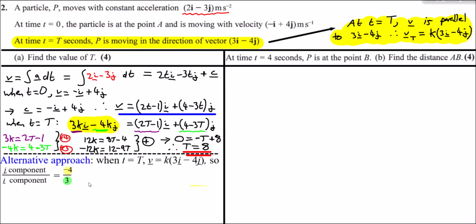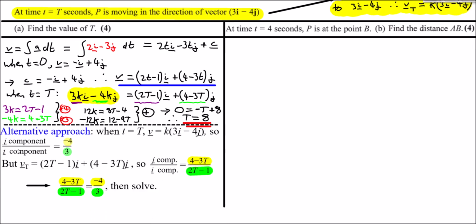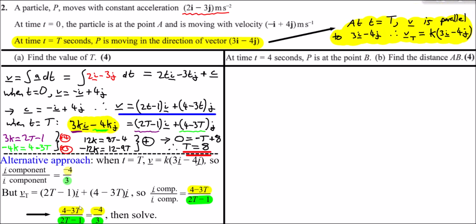I can say the same about these i and j components: these must be in the same ratio as these two. Because v is also this expression here, when t equals big T, that j component as a fraction of its i component must be 4 minus 3t over 2t minus 1. So if I equate these, all I'm doing is saying one fraction is equal to the other and then solving. I'm not going to solve it. You can do that yourself if you want to see if it works, but that's how you'd do the alternative approach if you wanted to.